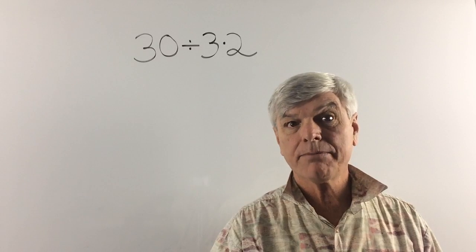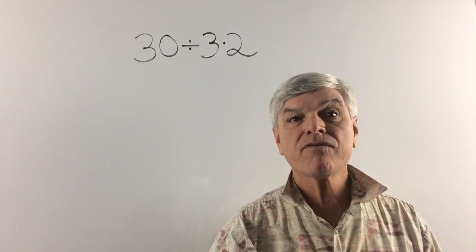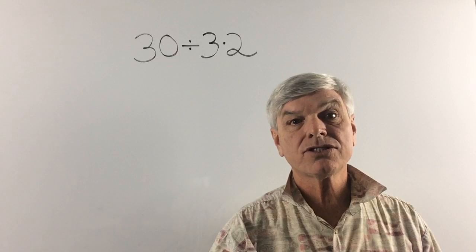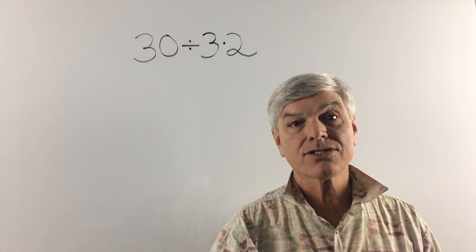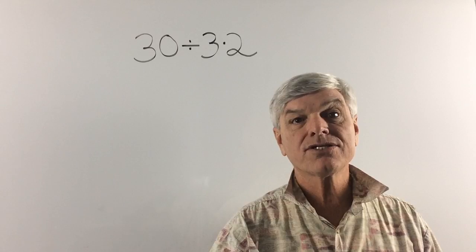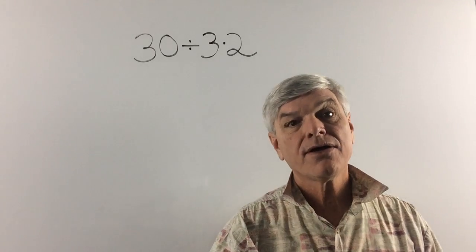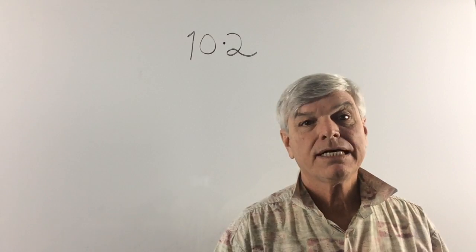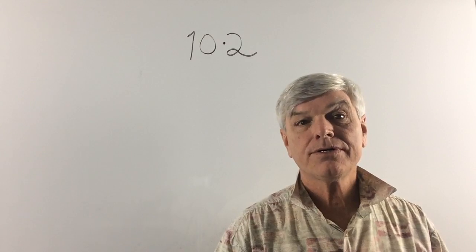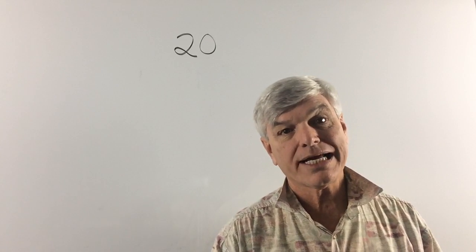So we have 30 divided by 3 times 2. And if we perform the multiplication function first, we are going to get an incorrect answer. So let's solve this moving from left to right. 30 divided by 3 is 10, and times 2 is 20, and that is the correct answer.